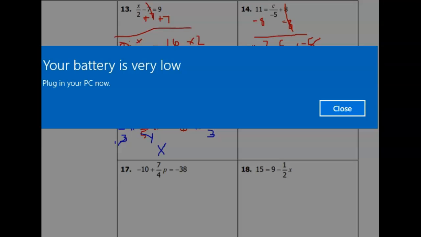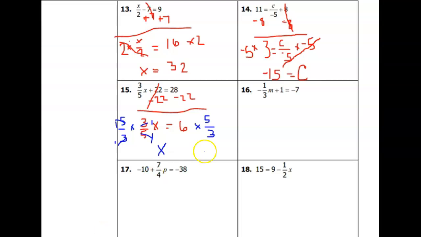I'm going to, again, undo this adding 1. I'm going to use an inverse operation. I'm going to subtract 1 from both sides, okay? So on the left side, the 1's go away, and I'm left with negative 1 over 3m.